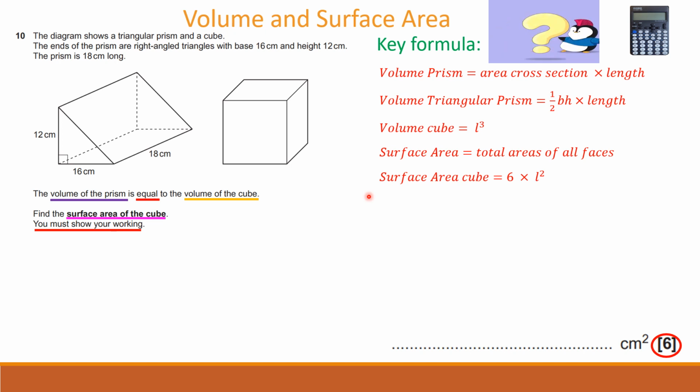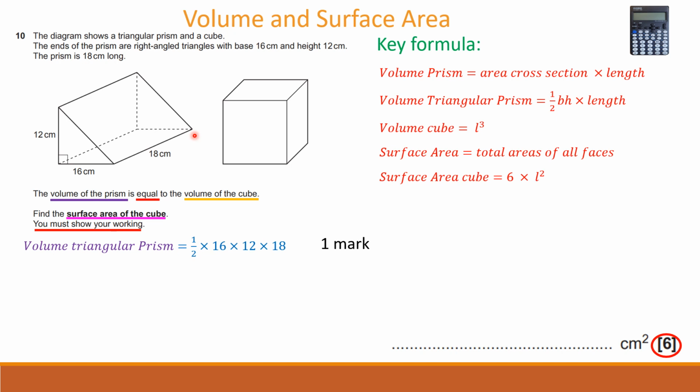Well done guys, hopefully you've managed to work out how to work out the surface area of this cube using all these formulas that I've given to you here. To start with, we're going to look at the volume of the prism. The volume of the prism is the area of the triangle, so it's half the base times by the height. Now we are allowed a calculator for this question, but you can see it's half of 16, which is 8, times by 12. And then you're going to multiply that answer by 18. That will give me the volume of the triangular prism.